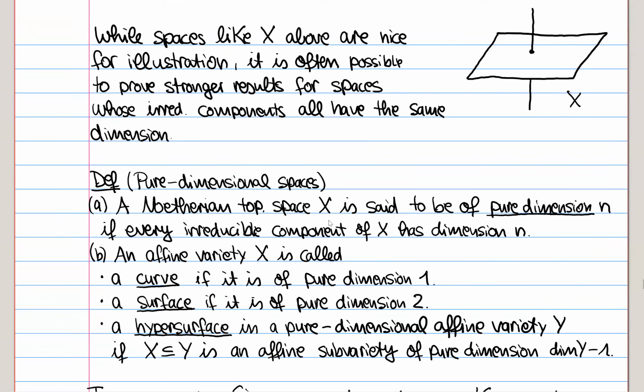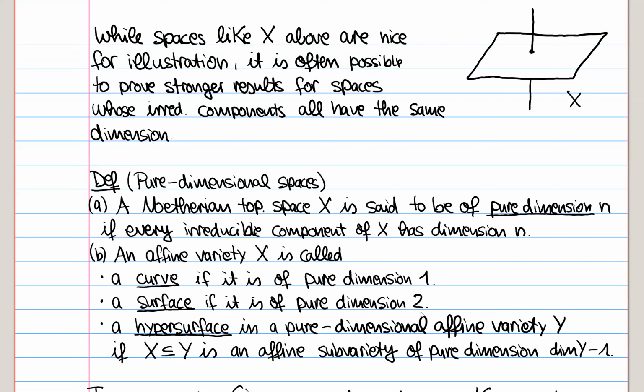So we say in a Euclidean topological space, X is of pure dimension n, sometimes this is also called of equidimension n, if every irreducible component of X has dimension exactly n. And then with this definition, we can now define concepts which are really central and important in algebraic geometry. And then we can already define them now for affine varieties. Namely, such a variety is called a curve if it is of pure dimension 1. It's called a surface if it's of pure dimension 2.